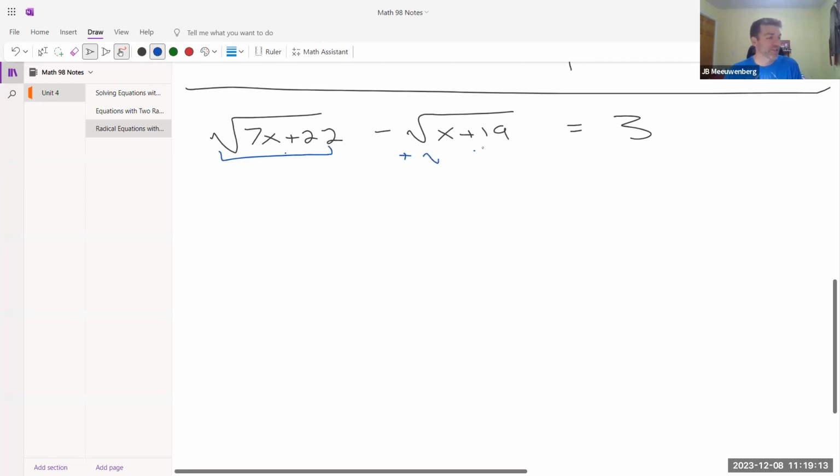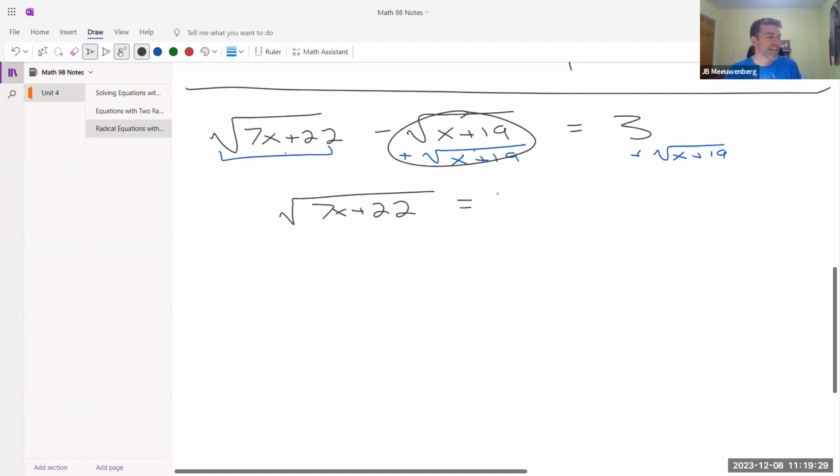I'm going to add the square root of x plus 19 to both sides. We then have the square root of 7x plus 22. I'm going to bring my equal sign over here a little bit. This cancels out. Here we have 3 plus the square root of x plus 19. This thing plus this thing. We can't combine them. They're not like terms. We have to leave them separate. We've isolated one of our radicals, so we can now square both sides.